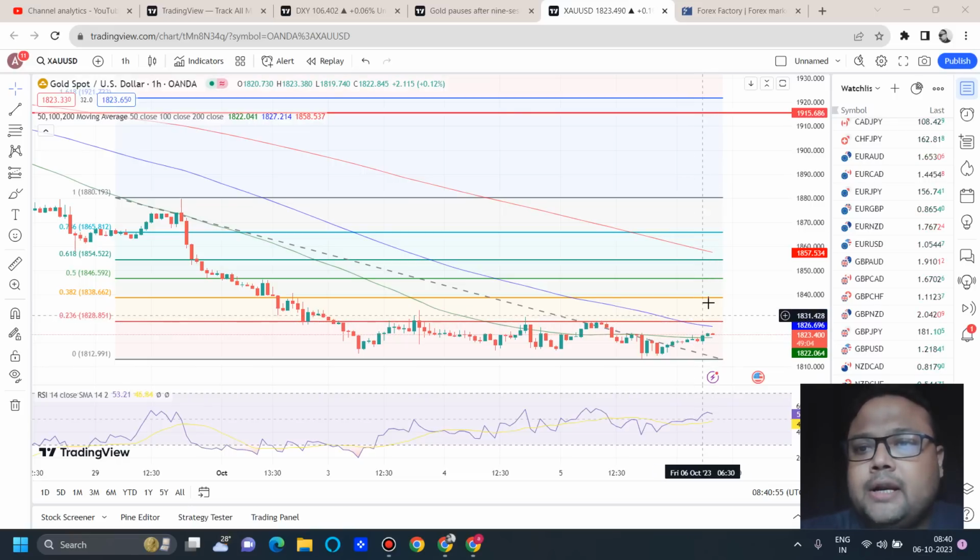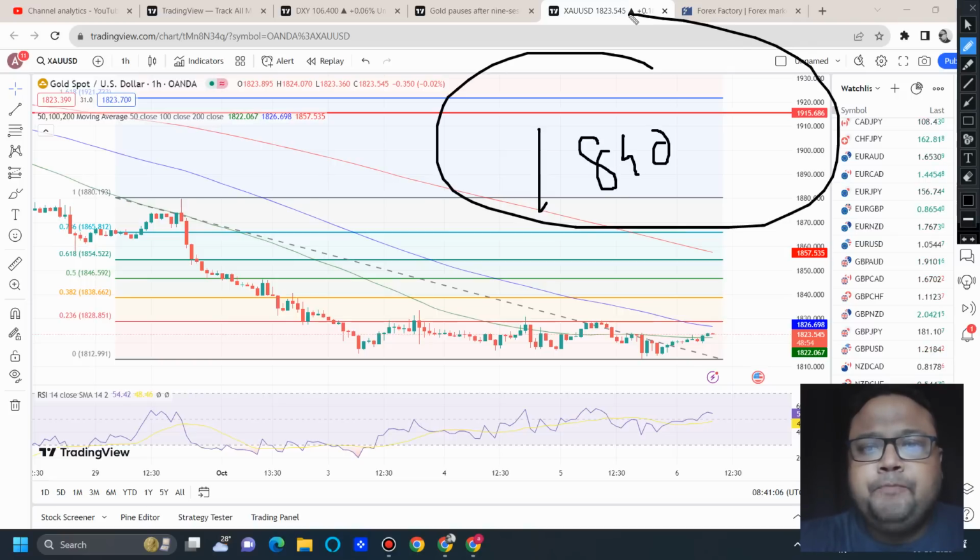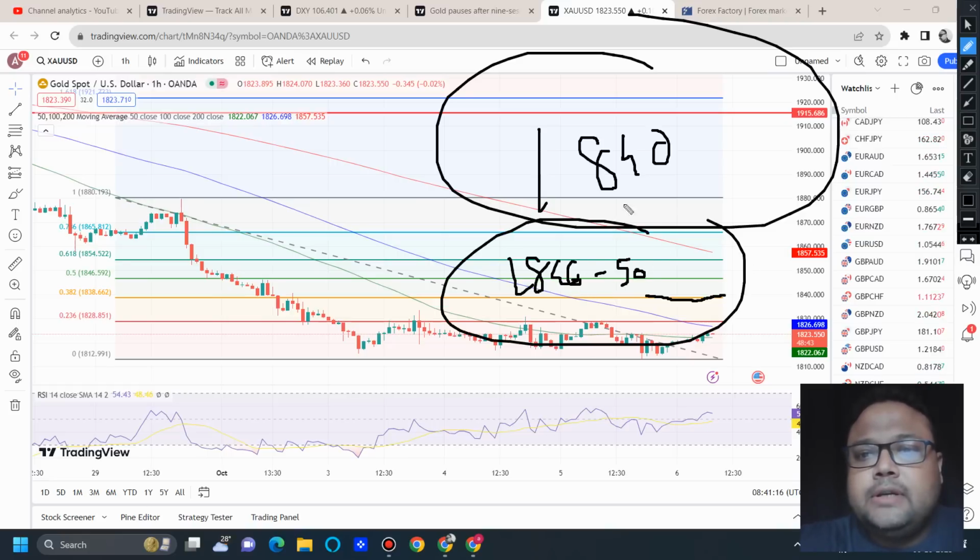Okay. On the other hand, if market shows more recovery, if market shows weak temporary upside, you can also look for a sell position around 1840. Why 1840? Because we have Fibo 38.2% retracement level, and around 1846 to 1850 we have the second resistance, or I'll say the third resistance, okay, from Fibo 50% retracement level.